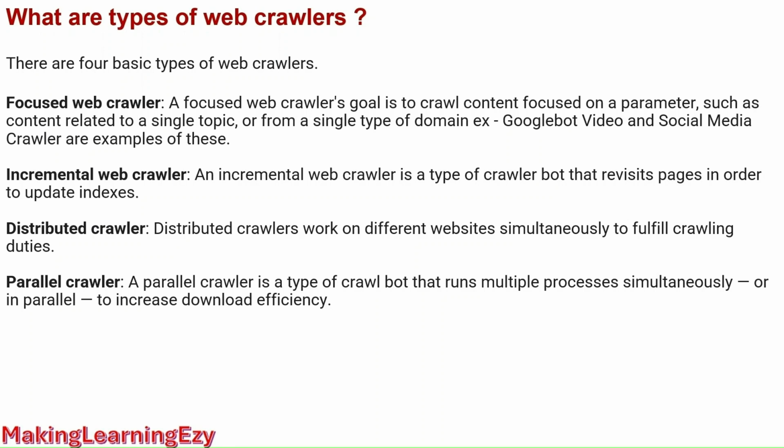Distributed crawler. A distributed crawler crawls multiple websites simultaneously. Parallel crawler. A parallel crawler crawls multiple URLs of a particular domain simultaneously to increase the crawling efficiency or download efficiency. So these are the main types of web crawlers.